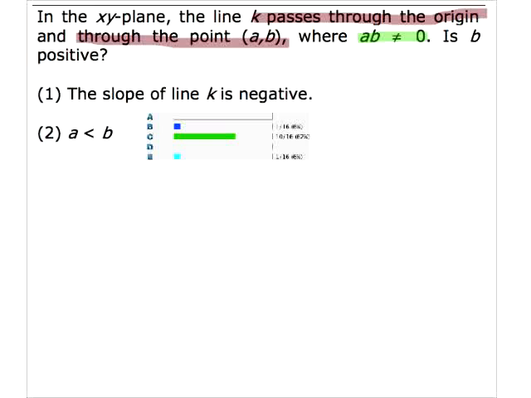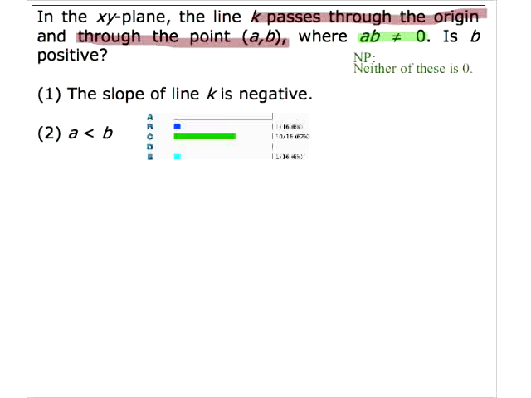This is a number property statement. If it says not equal to, maybe you missed that. If you did, make sure you take that down as a lesson about yourself. Make sure you need to know that you need to double check your reading of these equations and stuff. So this means that neither of these is 0.